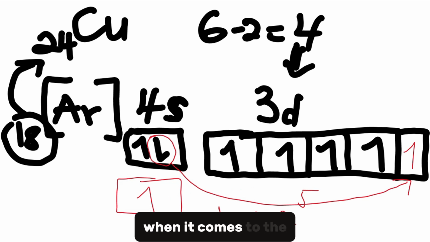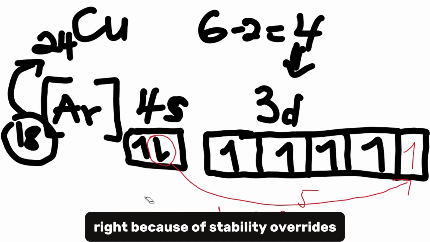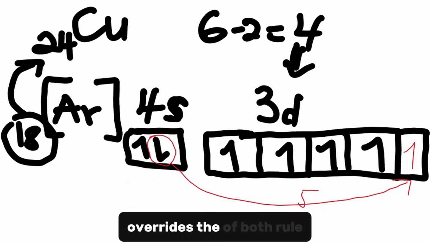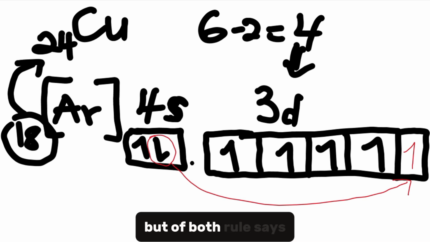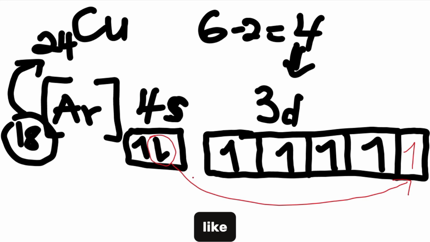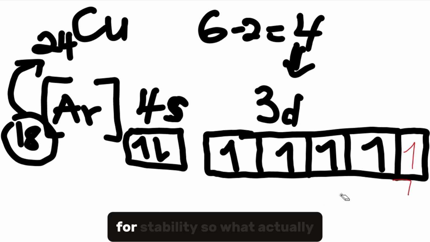That's why when it comes to copper, because of stability, it overrides the Aufbau rule. Aufbau's rule says that orbitals of lower energy should be fully filled first, but stability says no. Sometimes there should be room for some adjustments in order to accommodate stability.